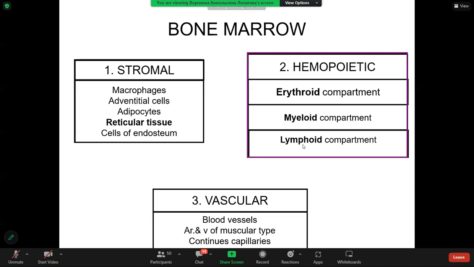Blood vessels are situated not together, but in independent directions. Muscular type of artery and vein, and two kinds of capillaries: continuous to supply with oxygen and sinusoidal for specific functions.